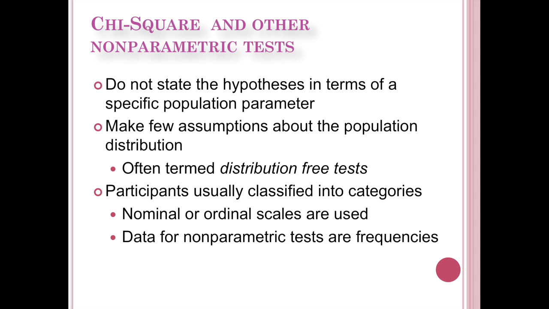Okay, so with chi-square and any of the other non-parametric tests, you don't necessarily state a hypothesis in terms of specific population parameters because you might not have population parameters. And again, you're going to make a lot fewer assumptions about the population that a sample was pulled from. Non-parametric tests are also referred to as distribution-free tests. Participants are usually classified into categories, and again, we rely more on nominal or ordinal scales. Something different too is that the data we're looking for are more frequencies or counts versus absolute magnitude of a certain variable.